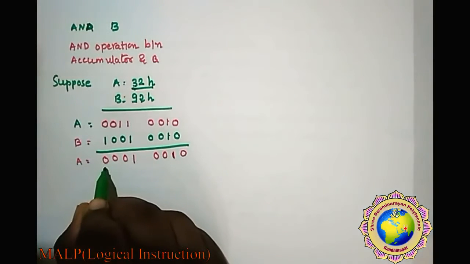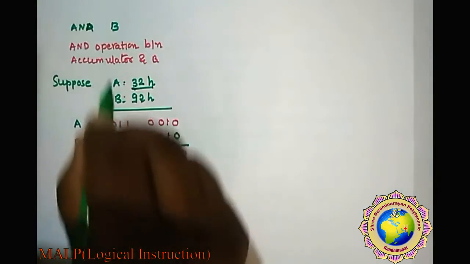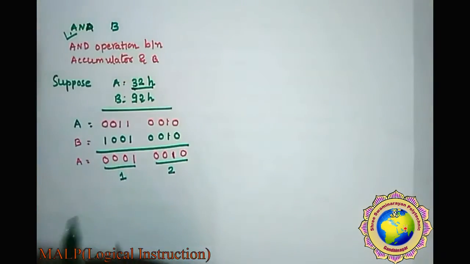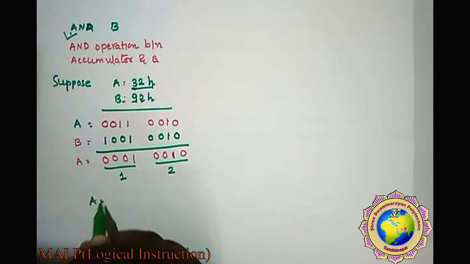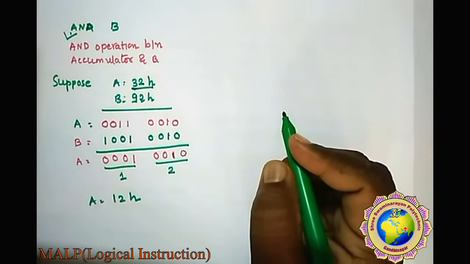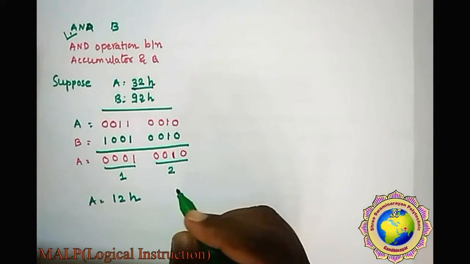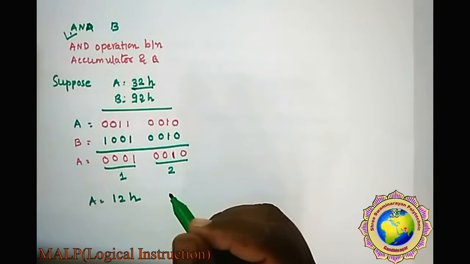Now make the hex of this number. This is 1 and this is 2. So after performing this A and AB, the value of A is 12H. What will the value be? 12H. You can perform and verify this by performing in the software.